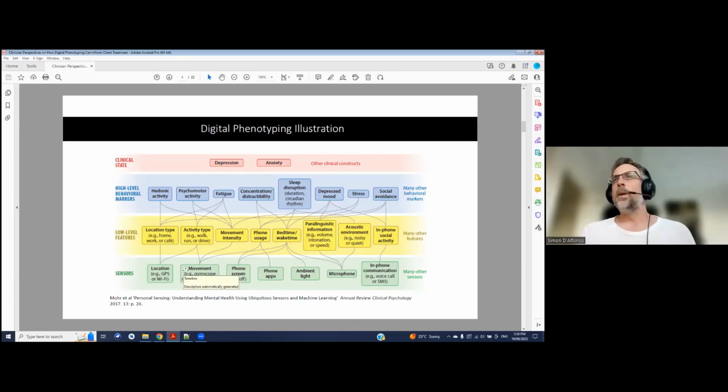So what would be an example here? Missing phone calls or not engaging in much communication via the phone could be an indicator of social avoidance as a behavior. And then finally, if this all works from first layer to third layer, we might be able to make some types of diagnostic determinations based on this process. High level, depression, anxiety, various other conditions, other clinical constructs.